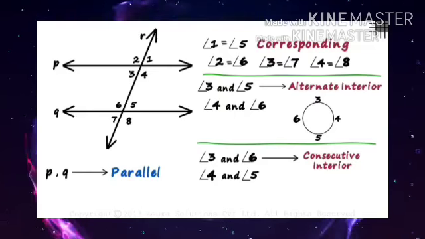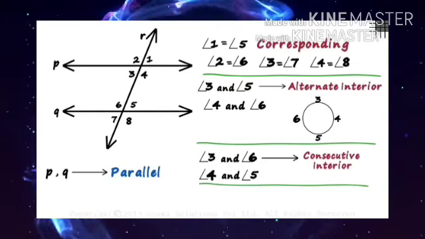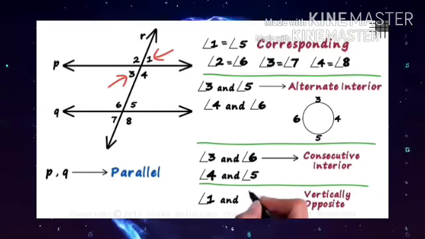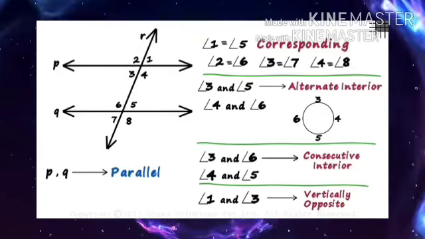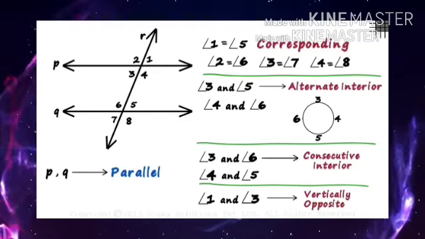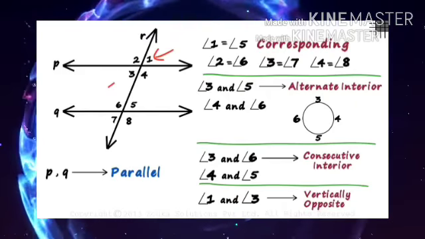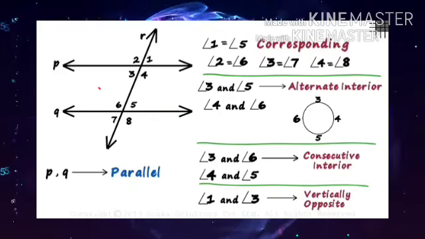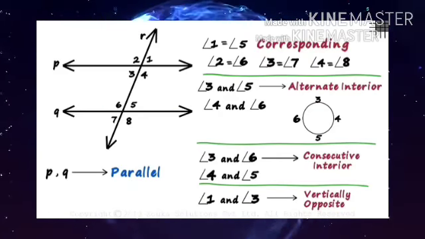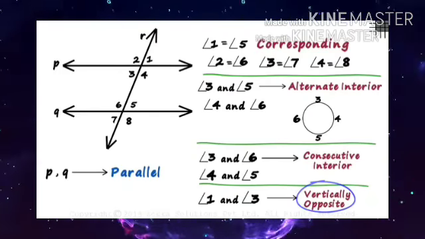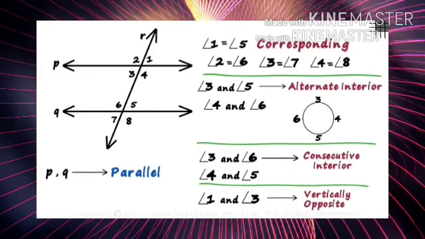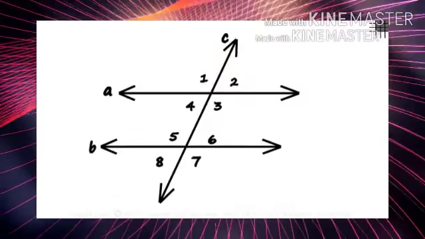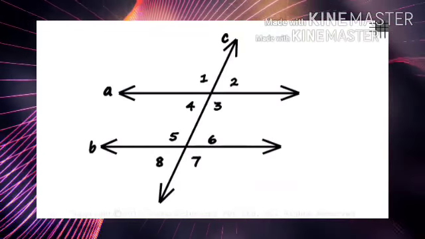The next type of angles we are going to study are vertically opposite angles. Vertically opposite angles means exactly opposite, like 1 and 3. Similarly, angle 2 and 4 are vertically opposite to each other. 5 and 7 are vertically opposite to each other and 6 and 8 are vertically opposite to each other. Now we will study certain more applications of these angles.